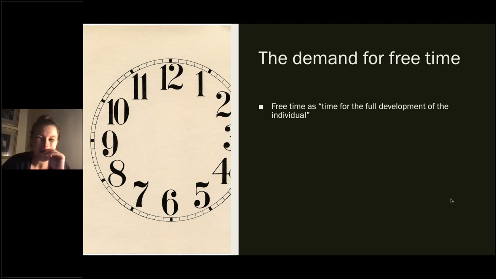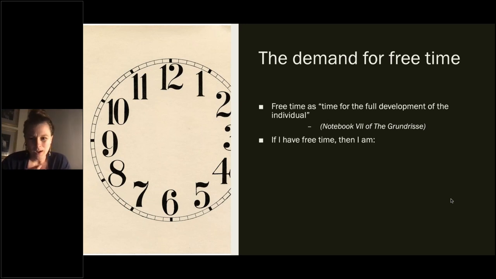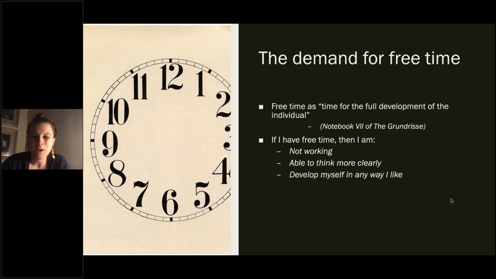Okay, self-care done. Free time is the time for the full development of the individual. And this is from the Grundrisse, right? So Marx talks about this in a very large book, which were actually sort of his notes for writing the three volumes of Capital that were published. If I have free time, then I am not working, able to think more clearly, develop myself in any way that I like, and most importantly, I am able to evolve and change.